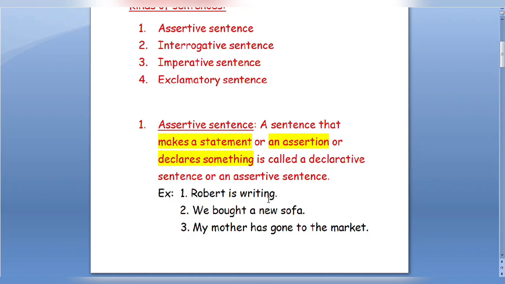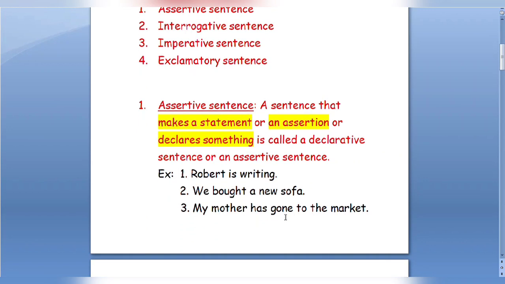Look at the examples. Robert is writing. It's a simple sentence, making a general statement. Next one, we bought a new sofa. This is also just a simple sentence. Next, my mother has gone to the market. It is telling you something, right? It's a statement.